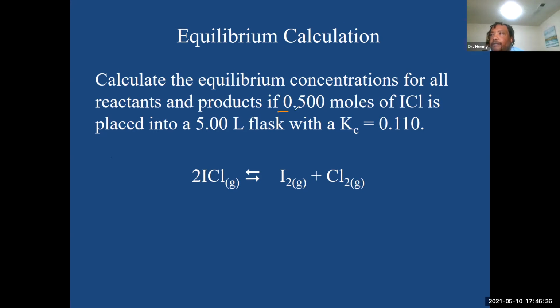So we have 0.500 moles of ICl in a 5-liter flask. We know that this is a gas, so what can we calculate with this? The moles and the liters. Would that be the molarity? Molarity, that's right. So we know that molarity equals moles over liters.